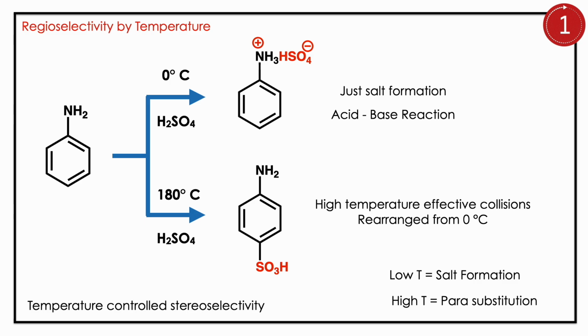The concept you have to learn here is that regioselectivity is controlled by the temperature. At high temperature the stable para product forms. At low temperature the kinetic acid-base reaction occurs.